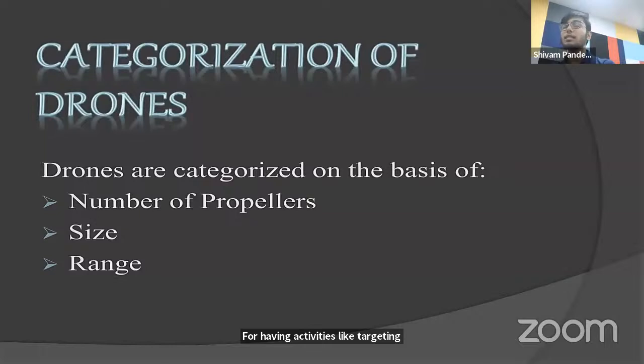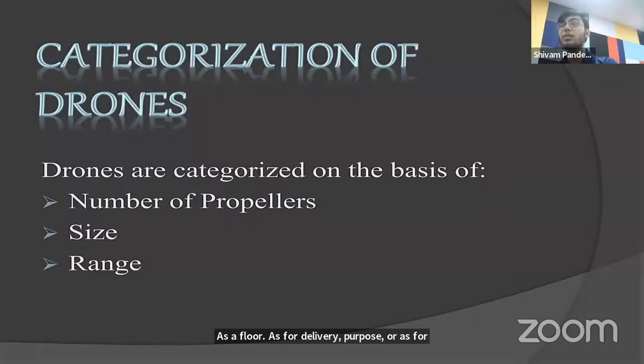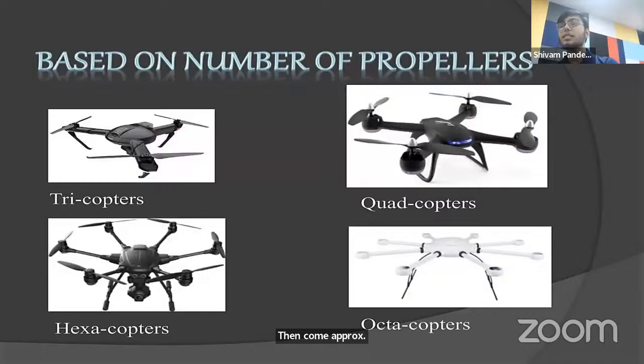And the third is the range of the drone. It is the most important category because the range is the main thing that the functionality of the drone depends upon. If the range of the drone is vast, it can be used for delivery purposes, or in times of need when the area is blocked and no vehicle can transport. We have a wide range of drones. Then, based on numbers, we have basically four types of drones.